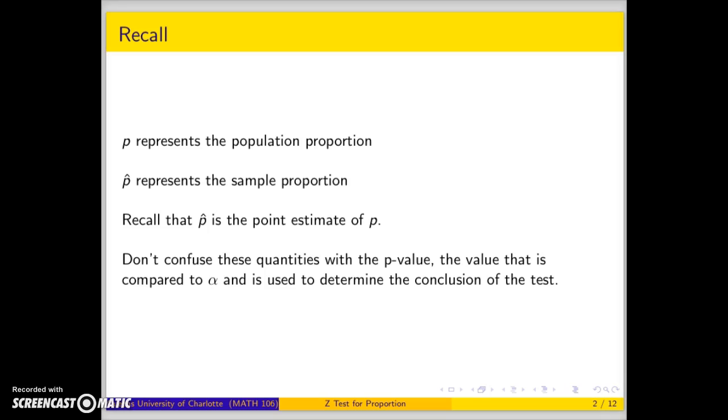So if we had to pick one number as the best guess for the population proportion, it would be the sample proportion. And just make sure you don't get confused with the p-value, which is the number that gets compared to alpha or significance level, and it's used to determine the conclusion of hypothesis test. So p in proportions is not the p-value.